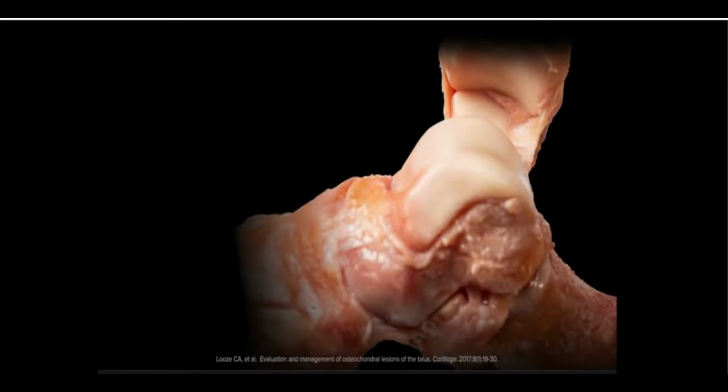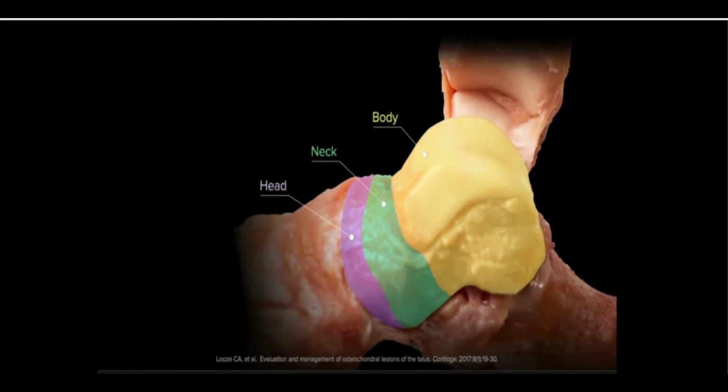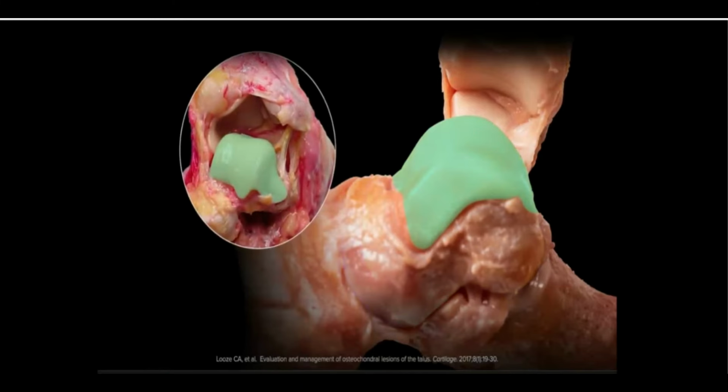The talus is divided into three regions: the head, the neck, and the body. The talus has a unique articular surface anatomy, as it covers about 60% of its surface and because of this, limits access for incoming vascular supply.